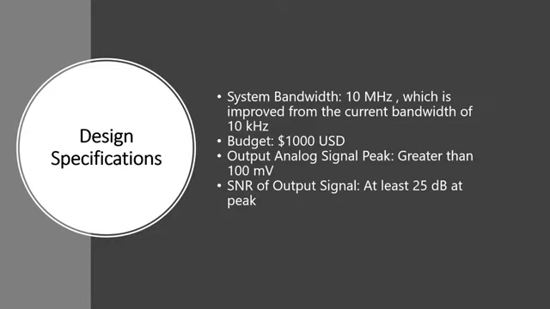We had to have an output analog signal peak of greater than 100 millivolts. And our output signal also had to have an SNR, which stands for signal to noise ratio, of at least 25 dB at the peak.